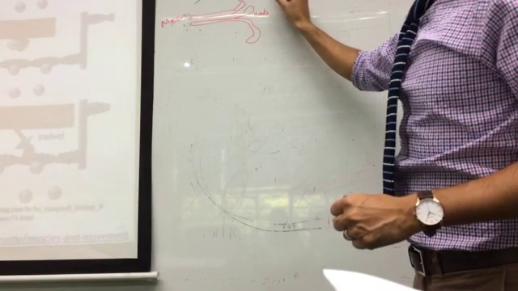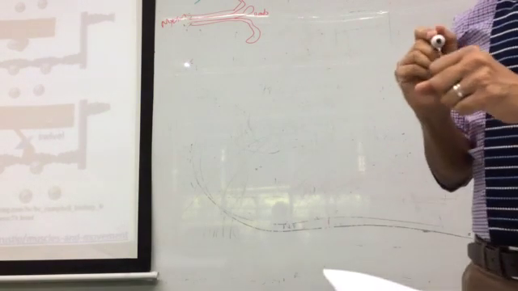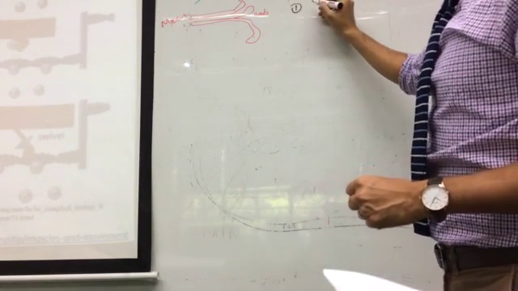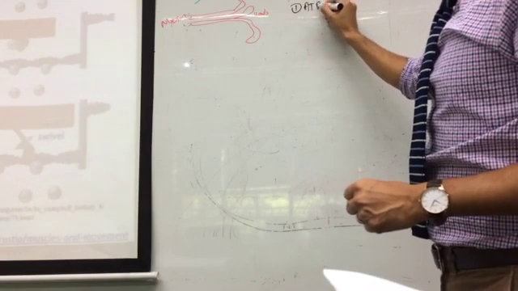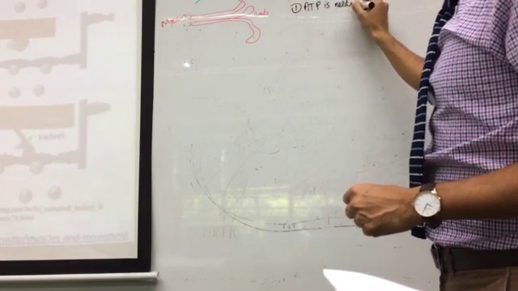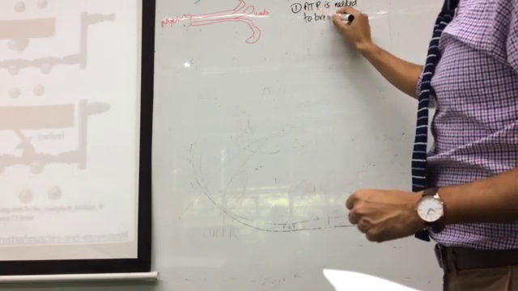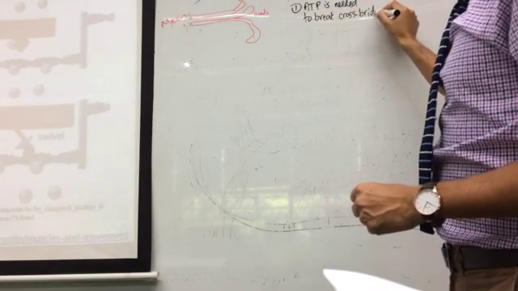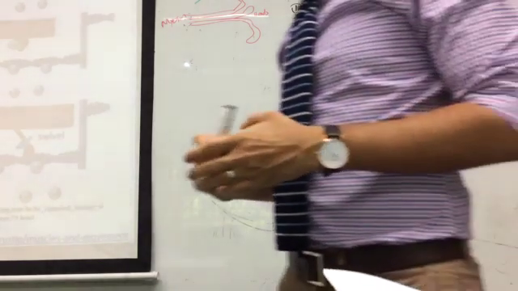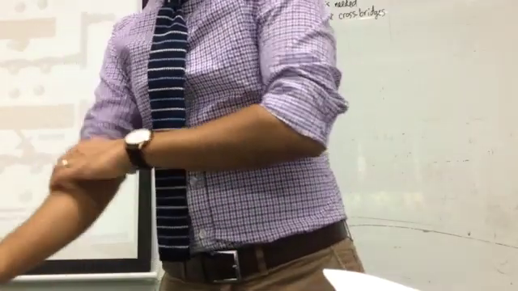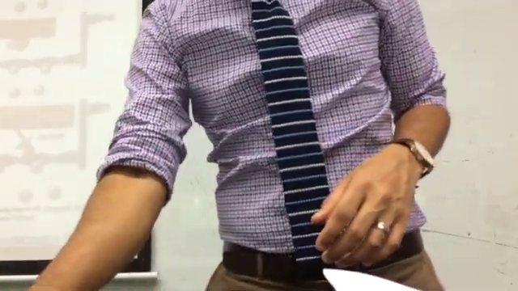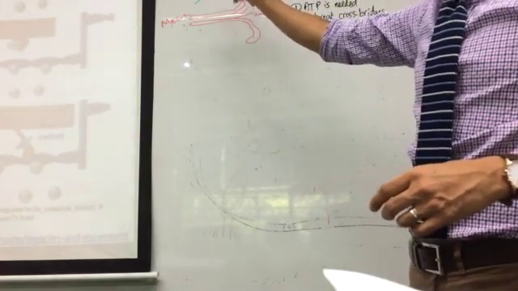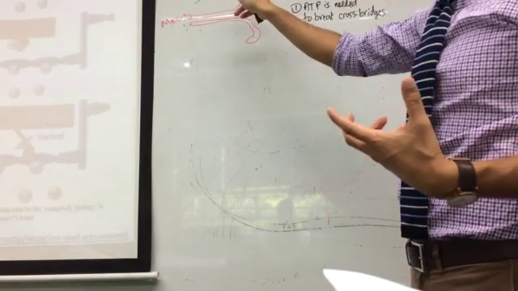Let's say this, point 1: ATP is needed to break cross bridges. Meaning that this myosin head cannot detach from the actin unless ATP shows up and binds.